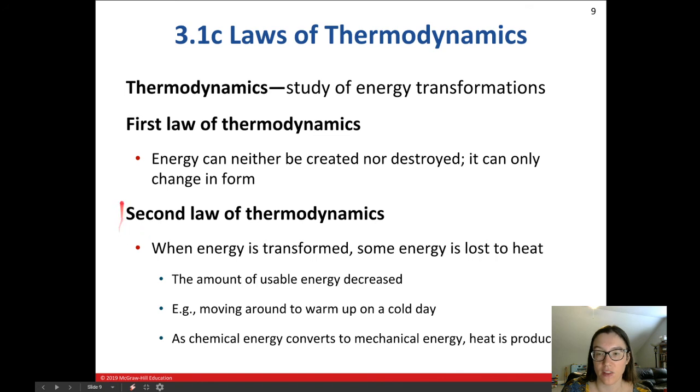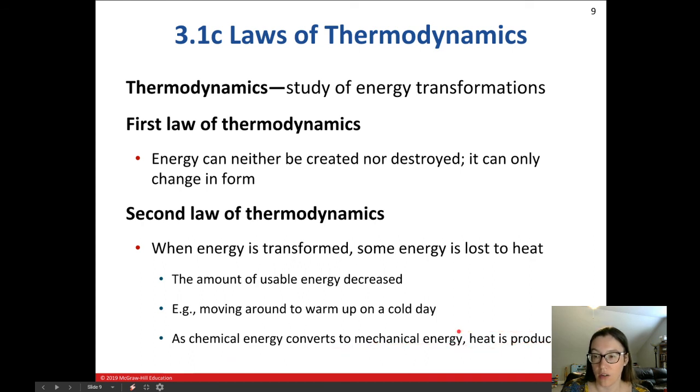The second law of thermodynamics states that when energy is transformed, when it's changed in form, some of the energy is lost as heat. Usually we can't use that heat to do work, though in our bodies it's pretty important because we want to stay at a certain temperature. But the energy that's lost as heat can't be used to do work, and so the usable energy is decreased. As chemical energy converts to mechanical energy, heat is produced.